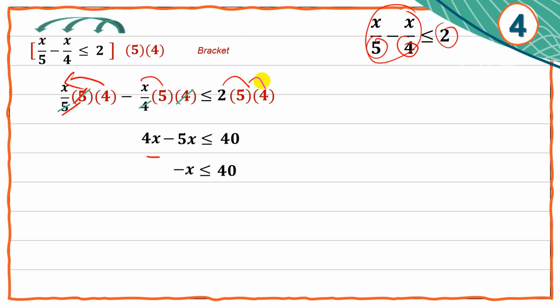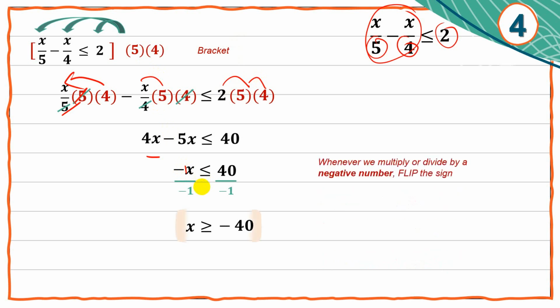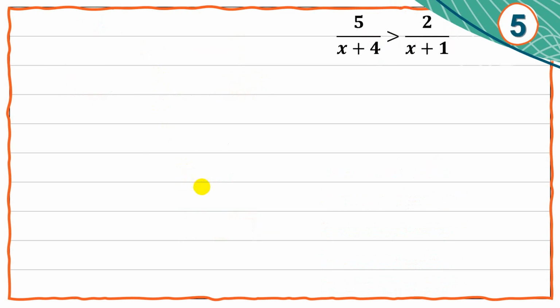And then we divide both sides by negative 1 since as you can see, we still have negative 1 here. And the divisor is negative, so therefore your final answer will be x is greater than or equal to negative 40. So that's already our final answer. Okay, next let's have this.